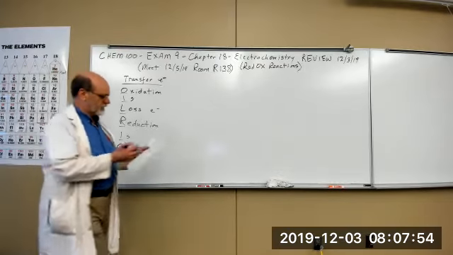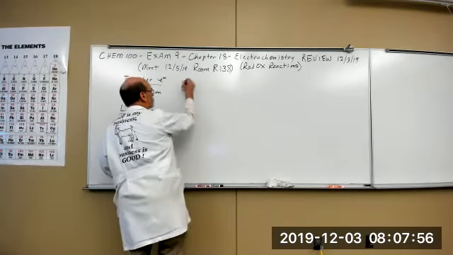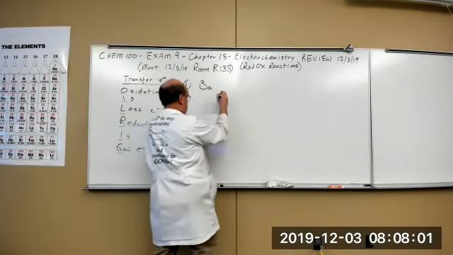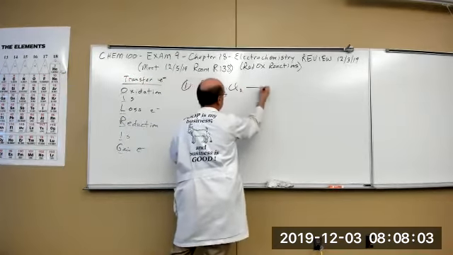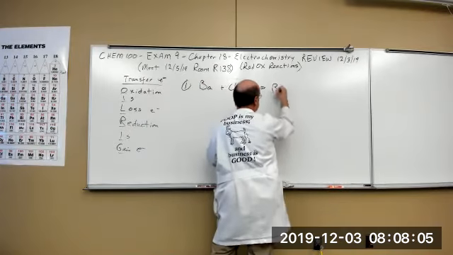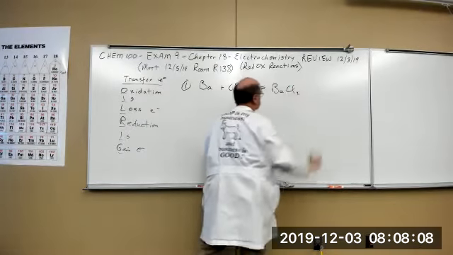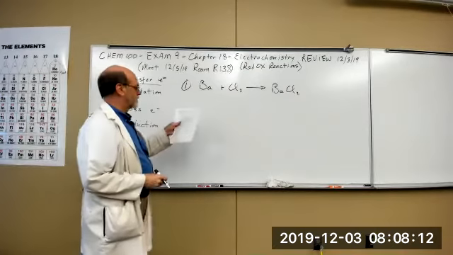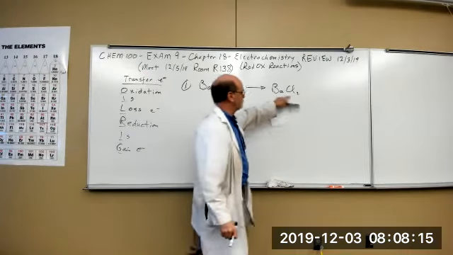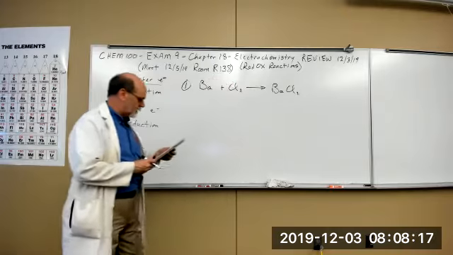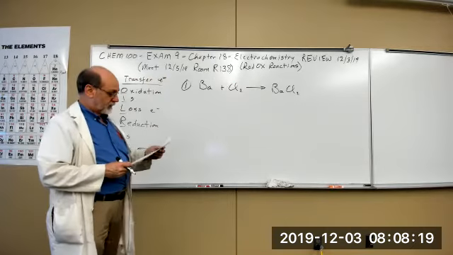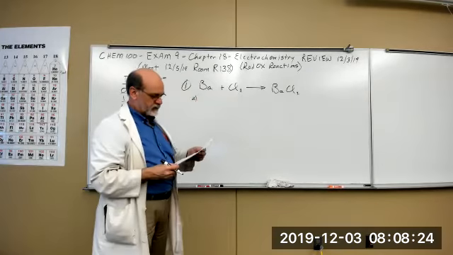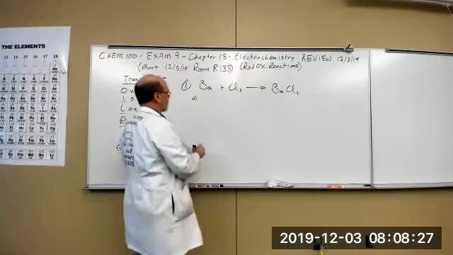So let's take this number one as our starting point. Good place to begin. And we have this reaction, and it yields this compound. Just so happens that that's balanced. 1 barium, 2 chlorines. Question is, which of the following is true? Well, let's take A. What does A say? The barium atom is losing electrons, therefore it is oxidized.